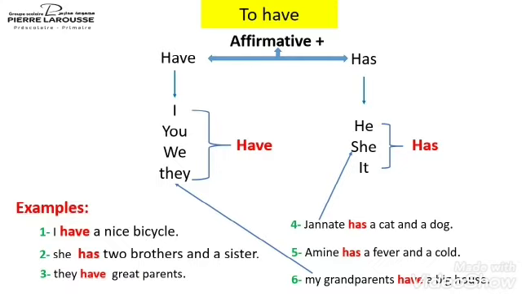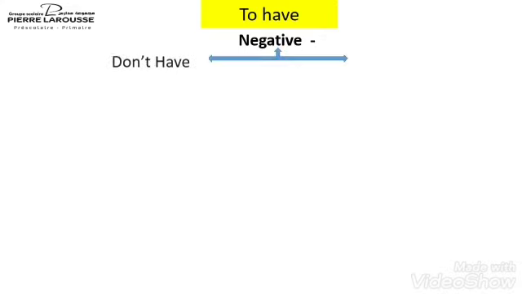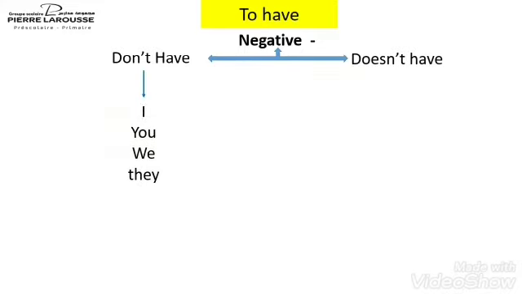Now let's move to the negative form. So here we are going to see verb to have in the negative form. The negative form is easy, like in the affirmative form: we say just don't have, or doesn't have. And we use, of course, don't have with I, you, we, and they. I say I don't have, you don't have, we don't have, and they don't have.